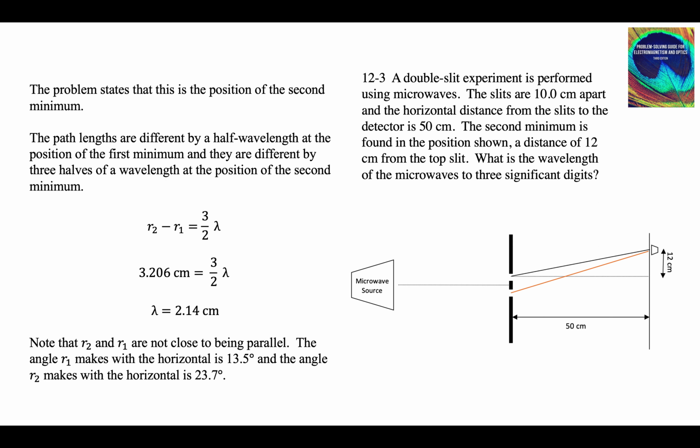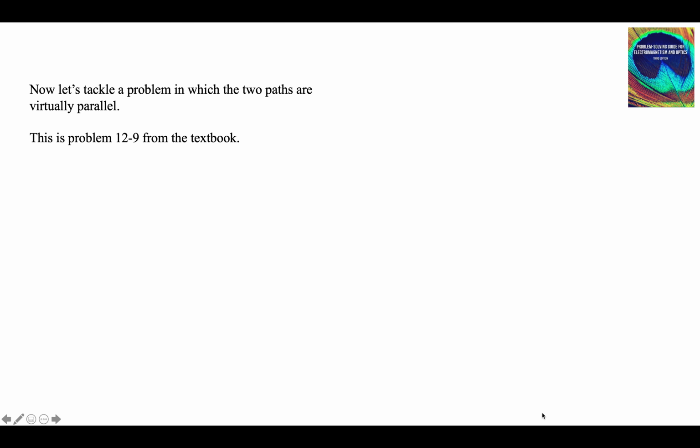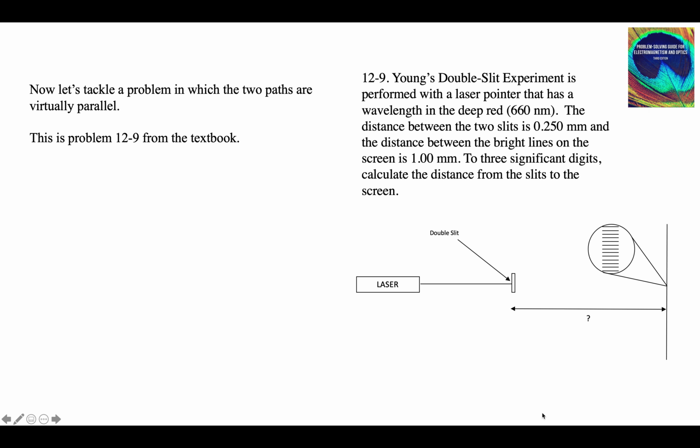So these R1 and R2 aren't close to being parallel. R1 makes this angle of 13.5 degrees, this angle's almost 24 degrees. Now we're going to tackle a problem in which the two paths, R1 and R2, are virtually parallel. This is problem 12-9 from the textbook.